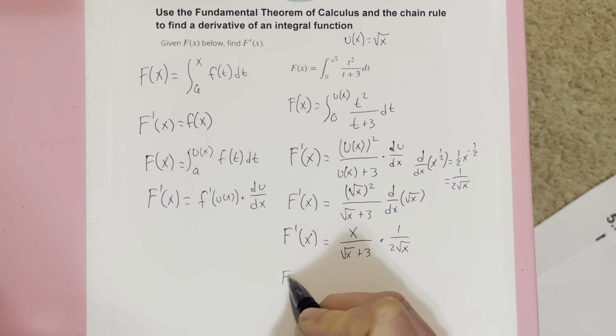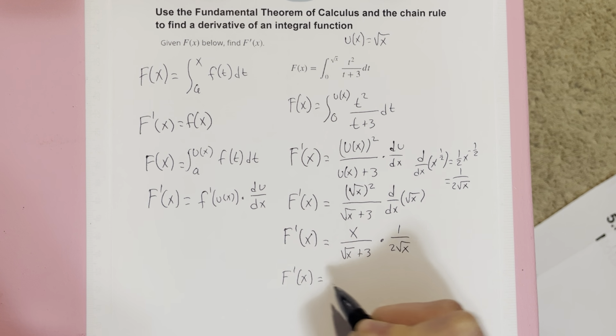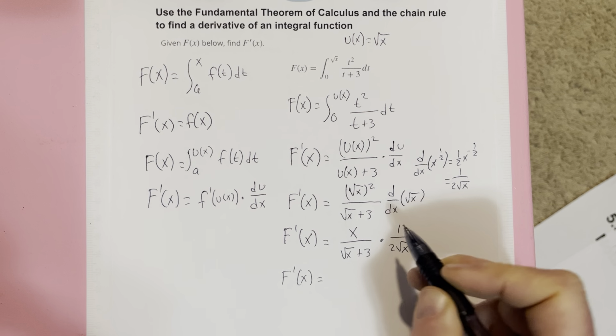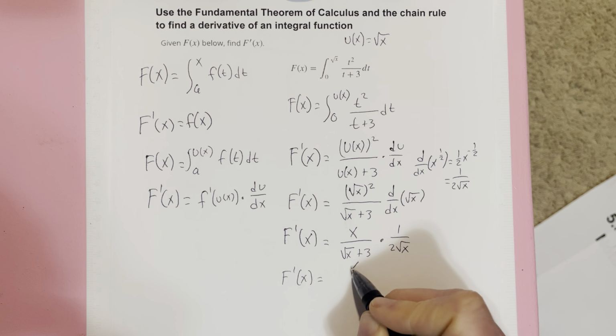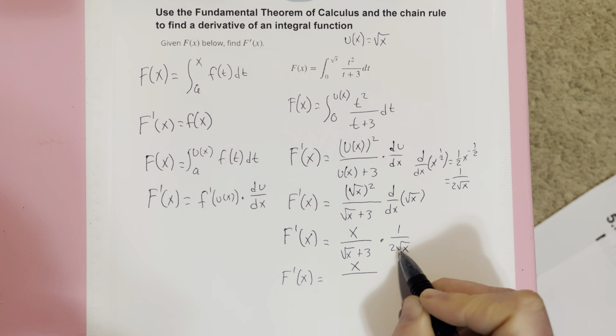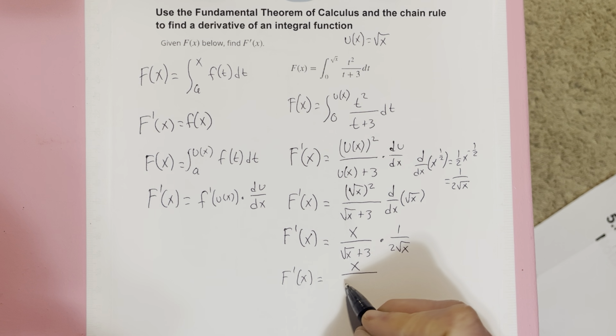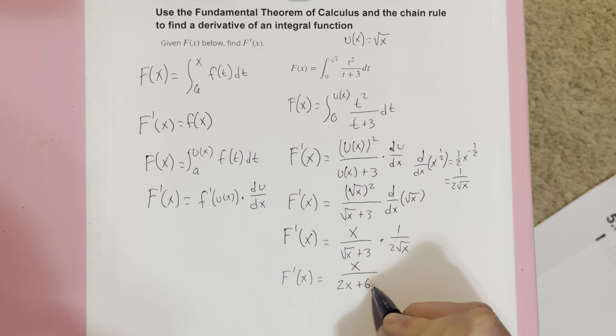So this is F prime of x is equal to, when I multiply this in, I end up with x over 2 root x times root x plus 3. That's going to be 2x plus 6 root x.